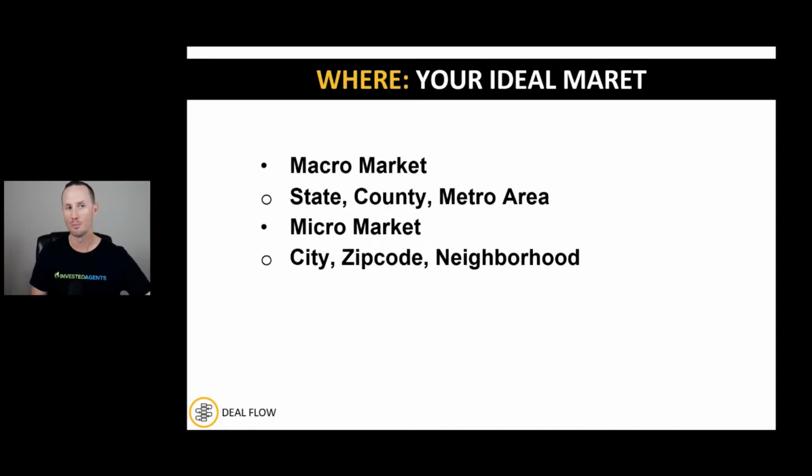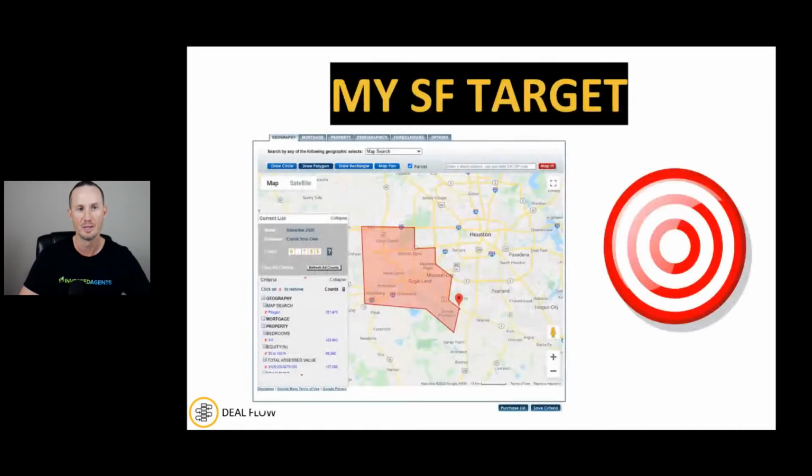Now, you have macro market. This is your state, county, metro area. So for me, Houston metro. But that's still a large area. So you really want to narrow that down, especially in the beginning, to more micro markets. This is an actual city, zip code, and neighborhood.